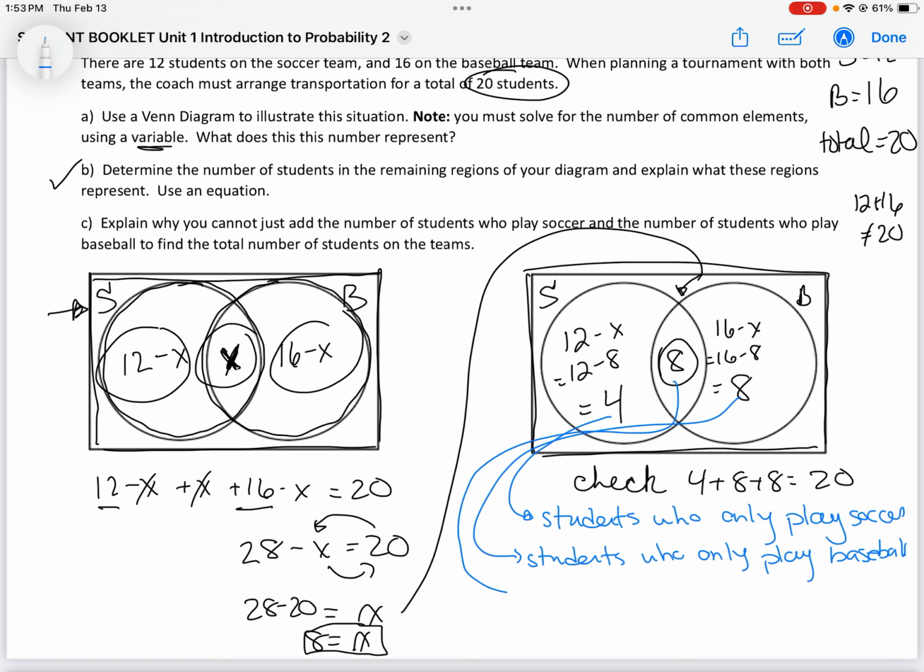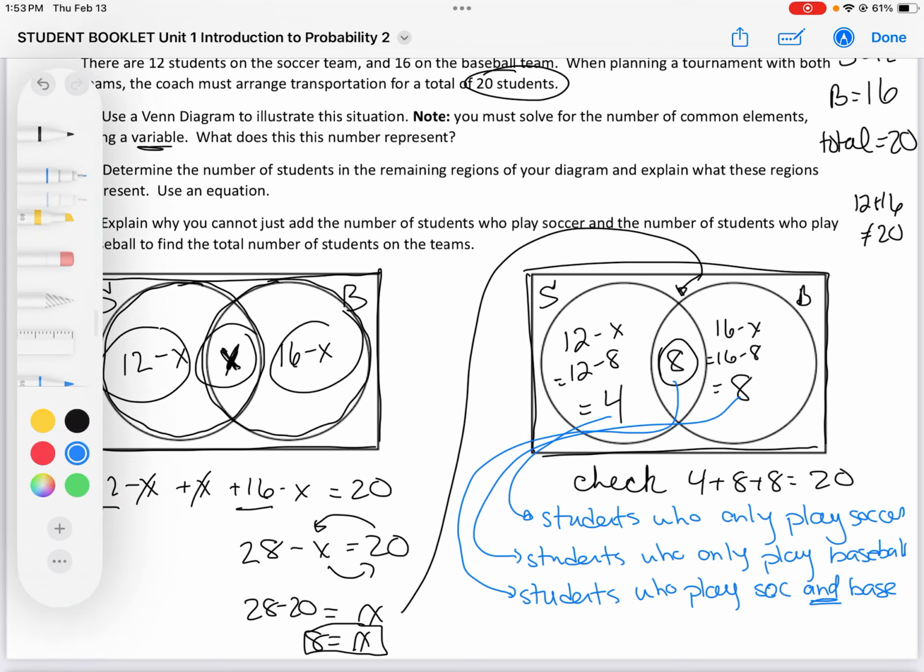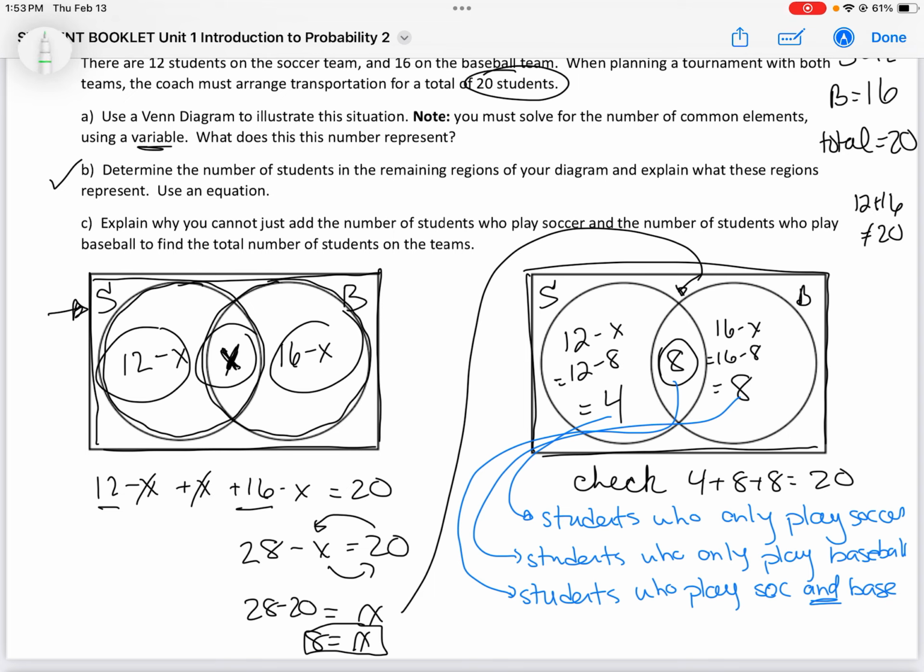And then this middle one represents students who play soccer and baseball. Okay, so here's our explanation to C. Explain why you cannot just add the number of students who play soccer and the number of students who play baseball to find the total number of students on the teams.